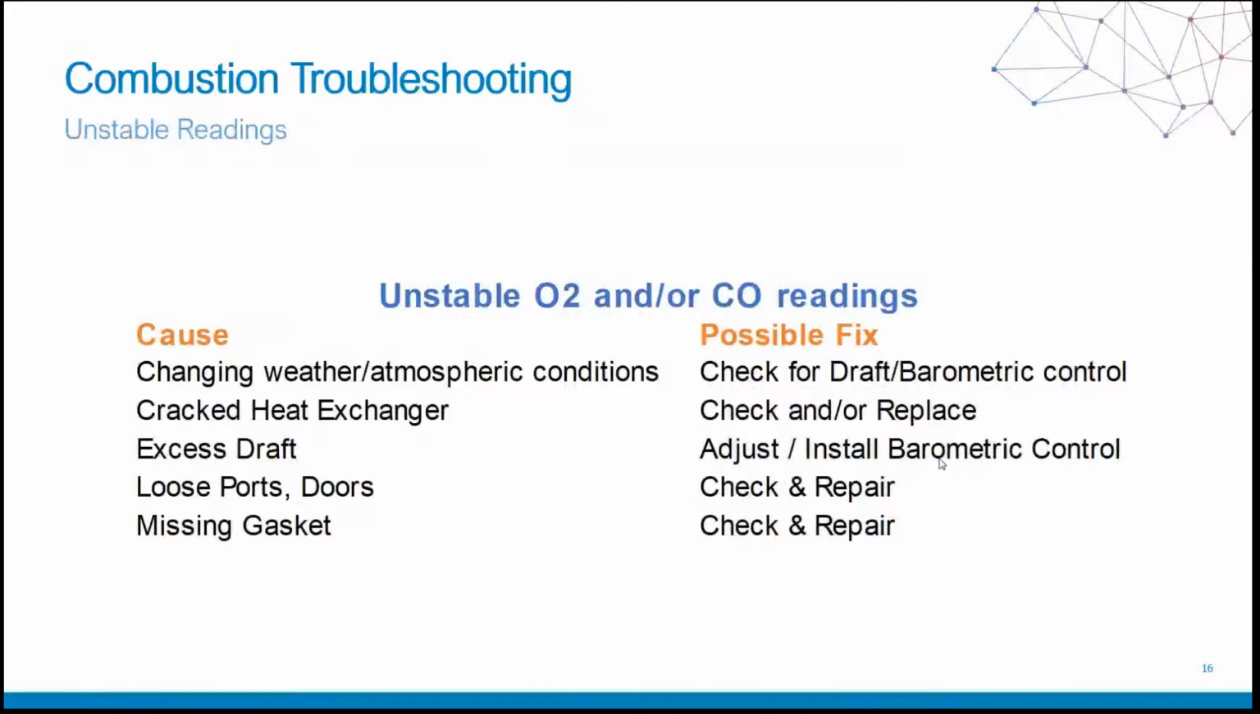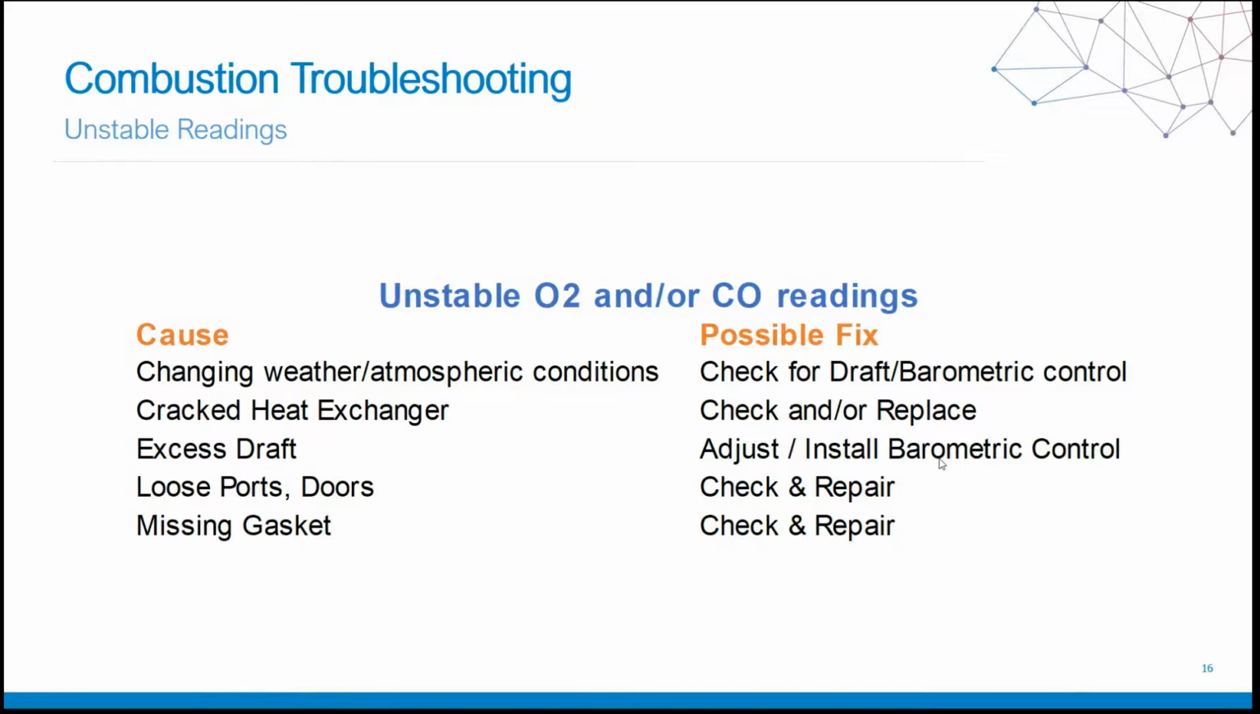Another one for combustion troubleshooting is unstable oxygen or unstable carbon monoxide readings. A couple of things to highlight with this. Changing weather or atmospheric conditions. Again, like I talked about before, when you're opening a furnace room door, is it fighting you? Or even when you're opening a door to a residence, is it fighting you? Or to a room, is it fighting you? Those are indications that you have a different kind of atmospheric climate in there that needs to be investigated. So we need to check for that.